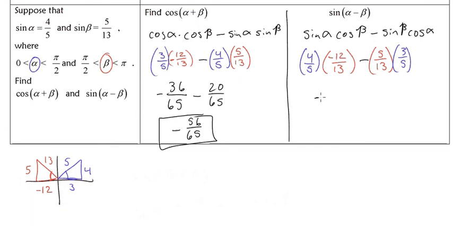Multiplying these out, we get negative 48/65 minus 15/65, and our final answer is negative 63/65. All right, hope that helps, and see you in the next video.